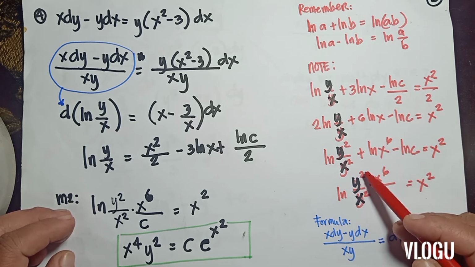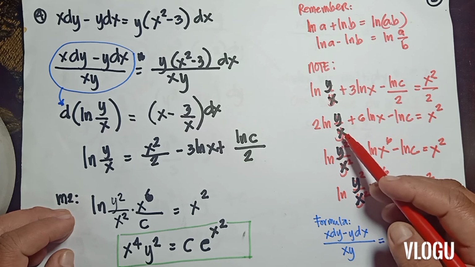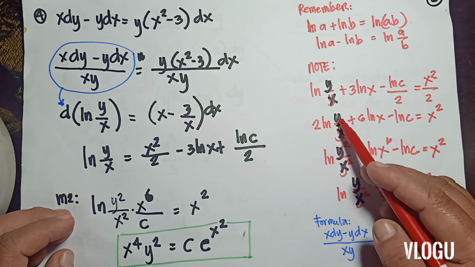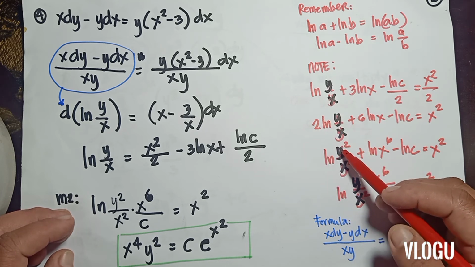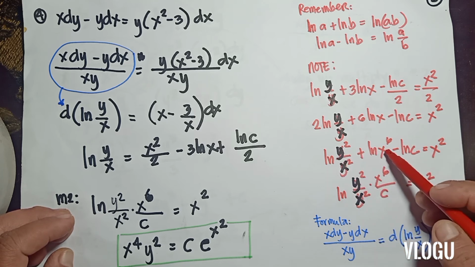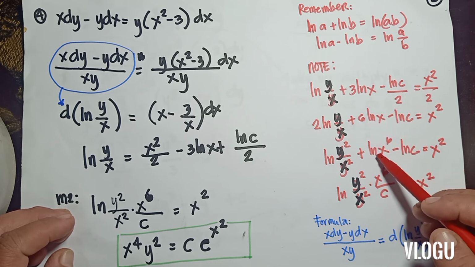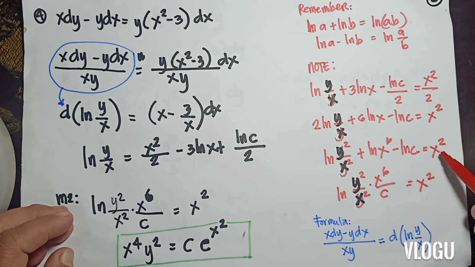So here, the property of logarithm class, that is, if you have 2 ln of y over x, that could be expressed as ln y squared over x squared plus ln of x to the 6. 6 ln of x could be expressed as ln of x to the 6 minus ln of c, that is equal to x squared.